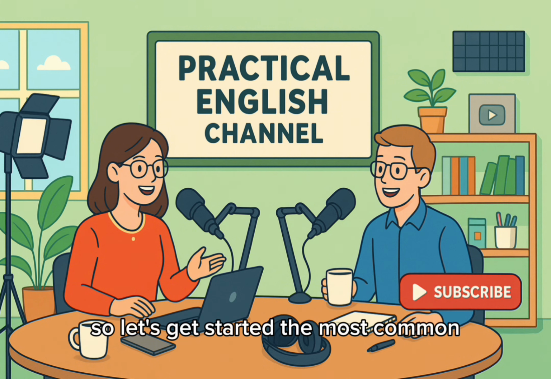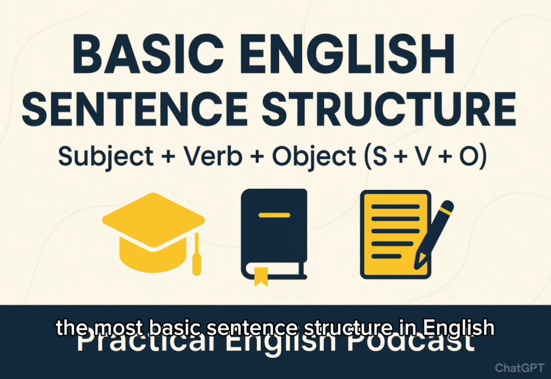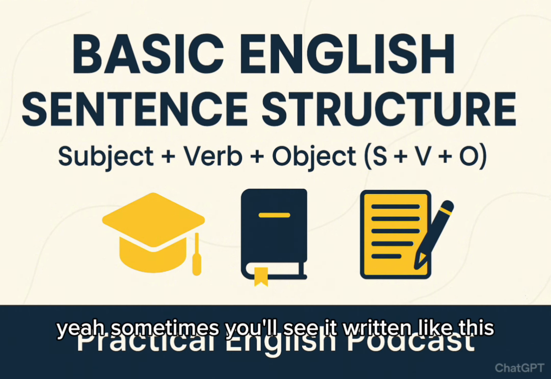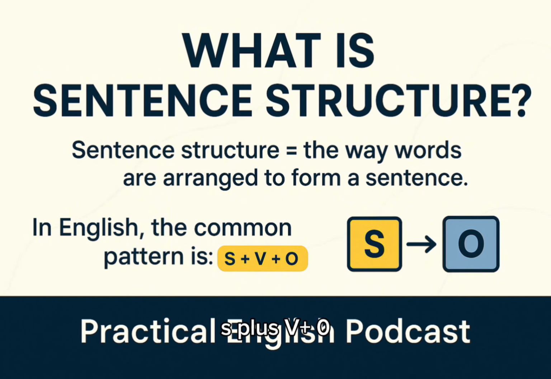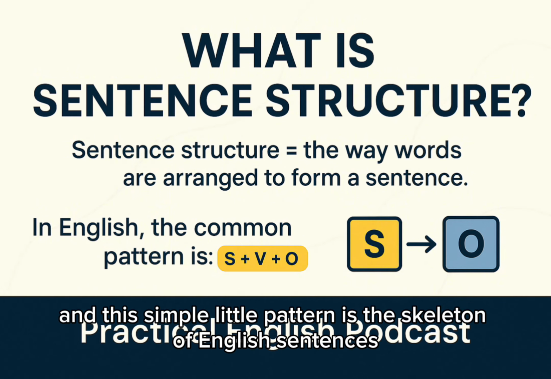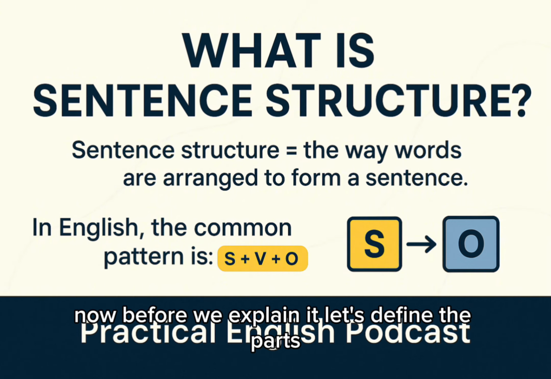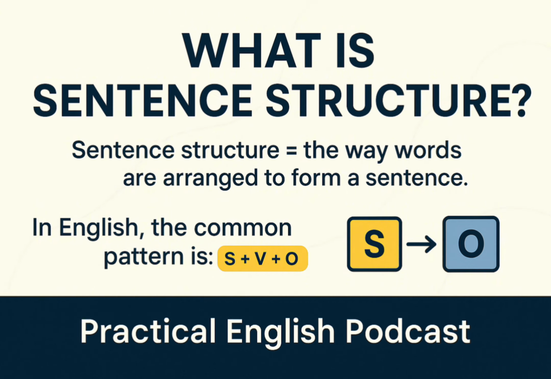So let's get started. The most common, the most basic sentence structure in English is what we call subject plus verb plus object. Sometimes you'll see it written like this: S plus V plus O. And this simple little pattern is the skeleton of English sentences. Now, before we explain it, let's define the parts. Mike, want to start with subject?